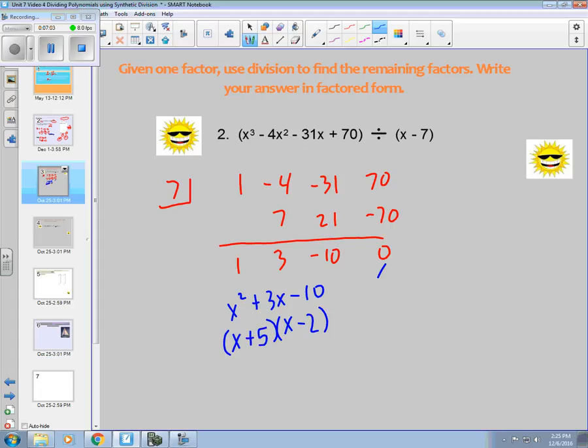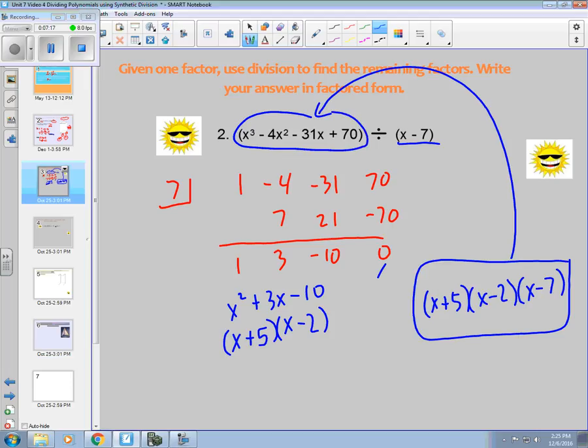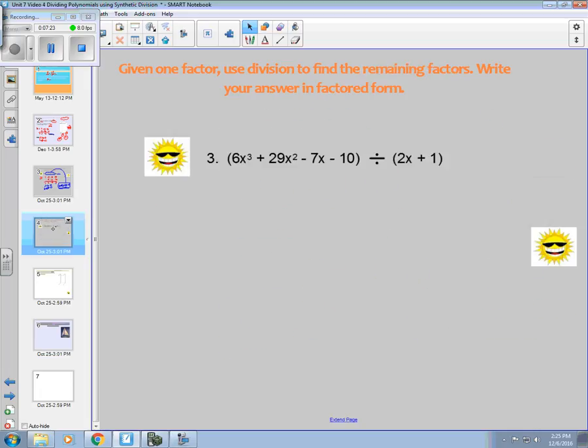So then the complete factored form of this one would be those two we just had, and the one we are dividing by, x minus 7. If we multiply all three of these together, that would give us what was there. So our answer would be right here. All right, not too hard. It's just combining some of the stuff we just learned with some of the stuff we had done previously.